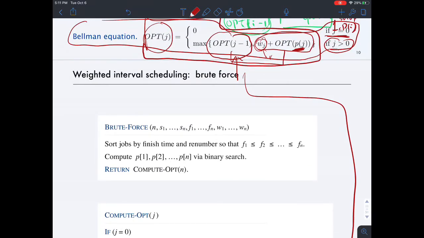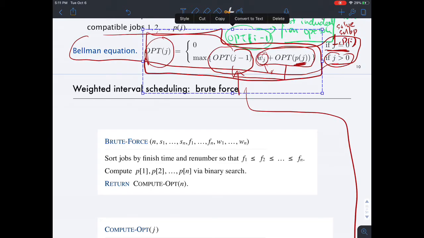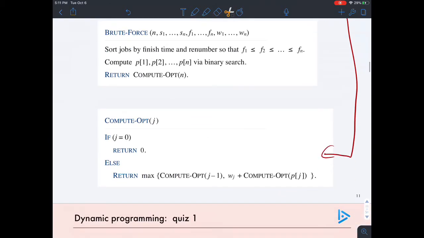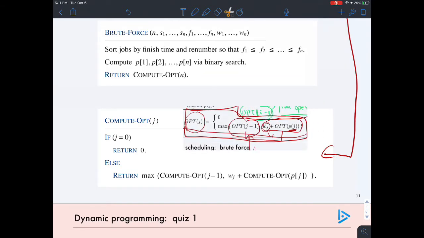This is the recursive form. I'm not able to copy and paste. So this is the recursive form. Let's see whether I can do the copy and paste here. So, copy and paste image. If I just look at the recursive form here.